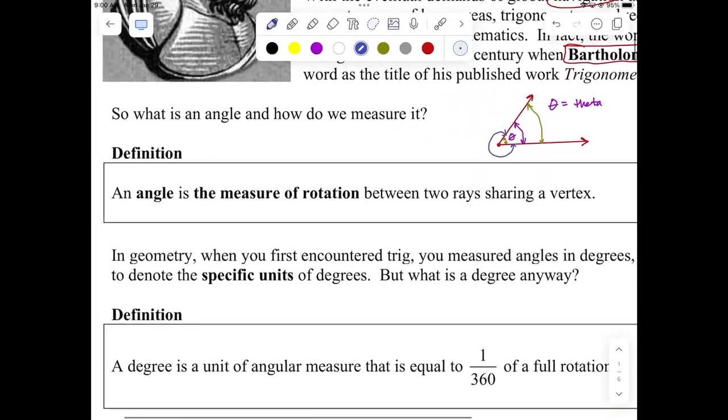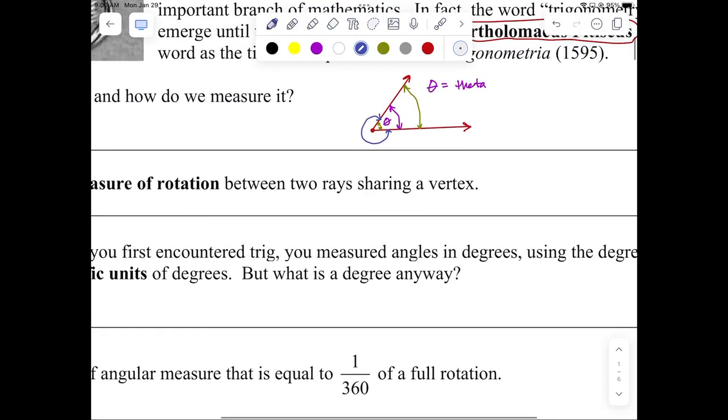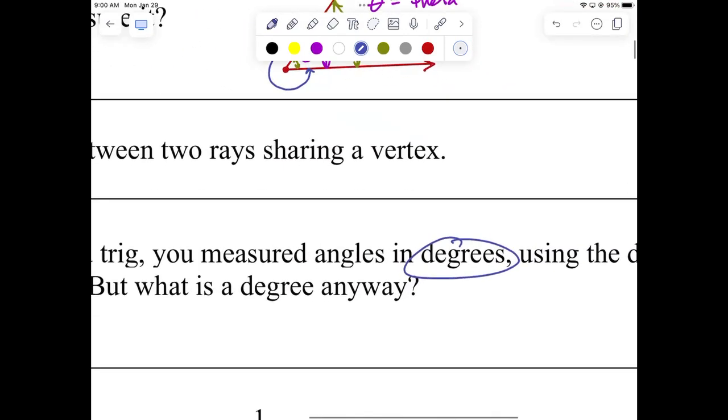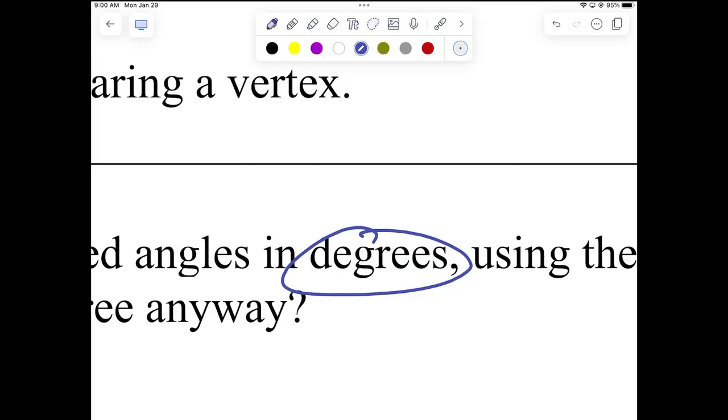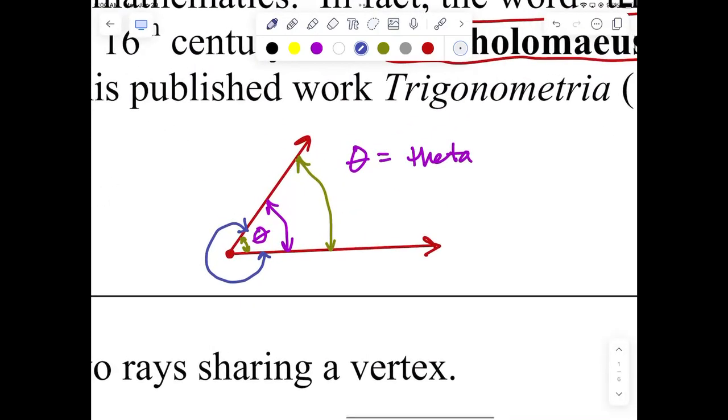So in geometry, when you first encountered trig, you measured it in degrees. The degree symbol is this right here. So we might say theta equals, what could be a reasonable measure for that small angle, theta? 40? Yeah, that's reasonable. 40 degrees. Okay, that's good. I'll say 40 degrees.